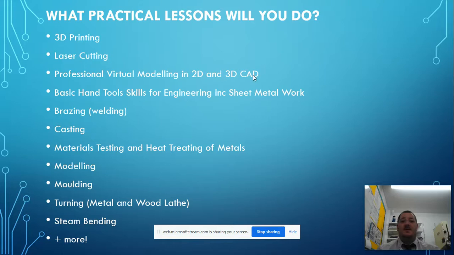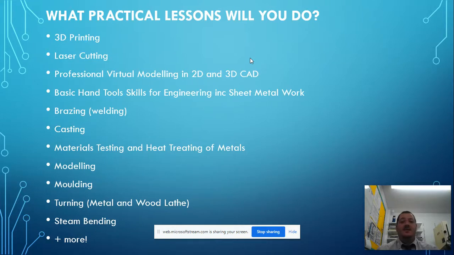So what kind of practical lessons will you do? We'll be doing some 3D printing, laser cutting. Both of those facilities are going to be invested in over the next few months. So we'll have roughly 8 3D printers, 2 laser cutters in the department. We'll be doing some professional virtual modeling in 2D and 3D CAD.